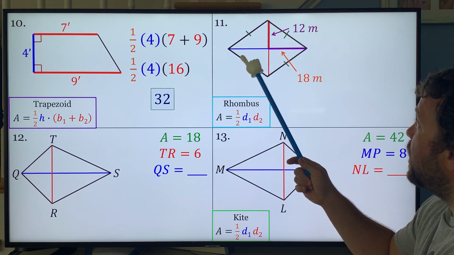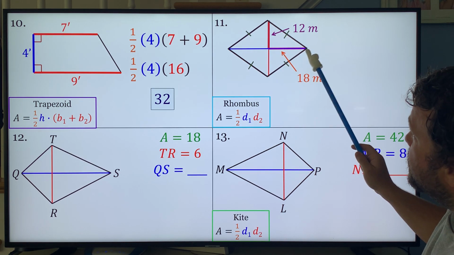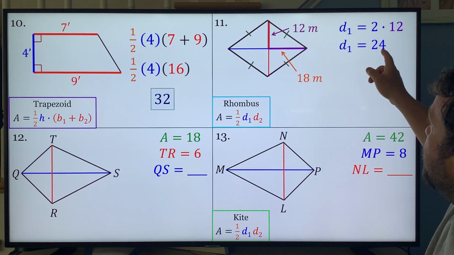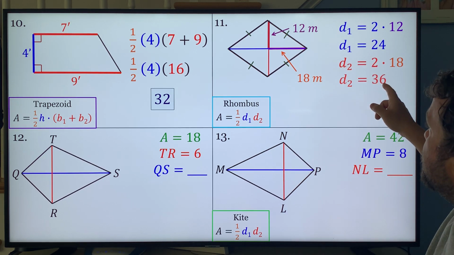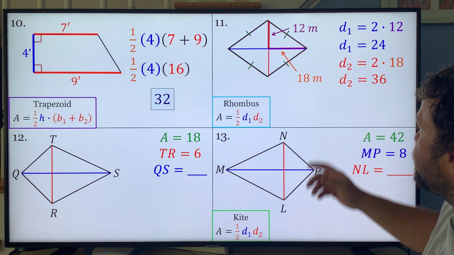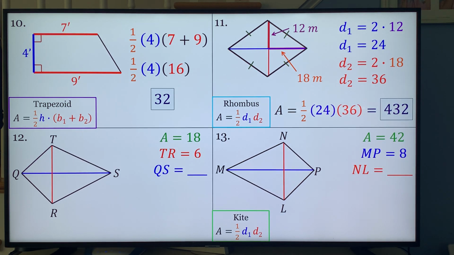This one right here. 12 is just this distance. 18 is just this distance. So you have to multiply both by 2. 2 times 12 is 24. 2 times 18 is 36. Can you do these in your head? Of course you can. All right. 1/2 of 24 times 36 is 432.